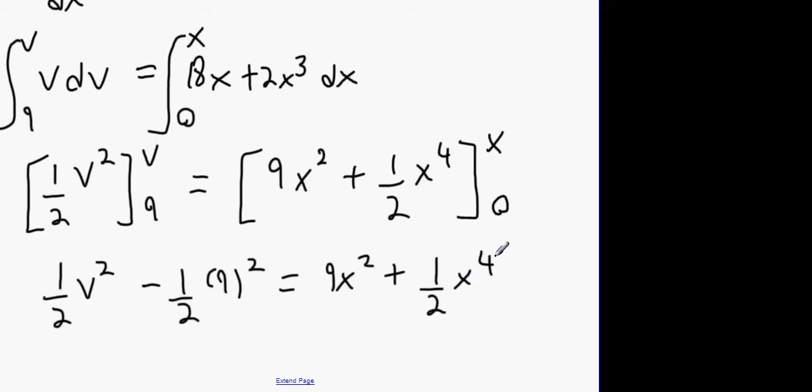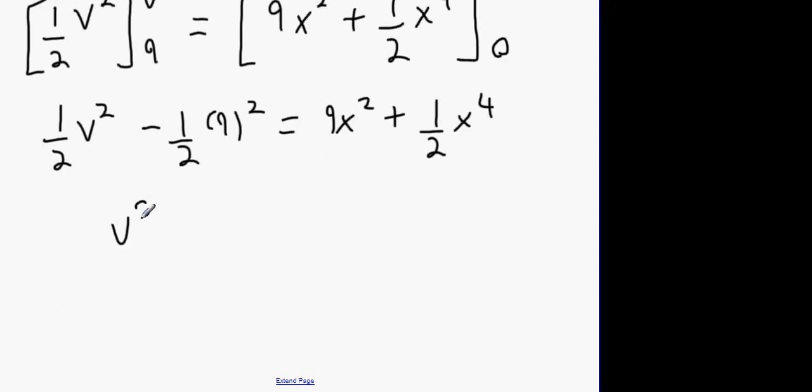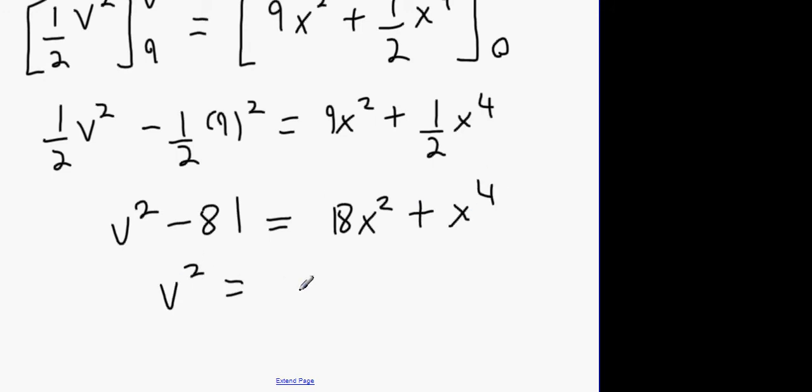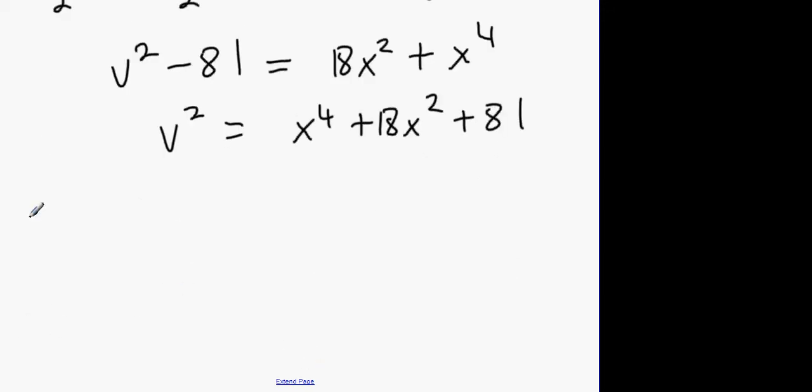Now, what we might want to do is multiply out both sides by 2. So what we get is v squared minus 81 equals 18x squared plus x to the 4. Definitely 18x squared. Bring it over to the other side: v squared equals x to the 4 plus 18x squared plus 81.